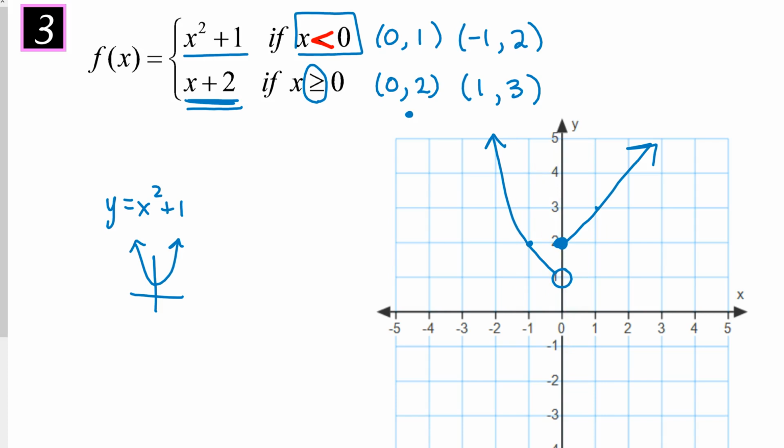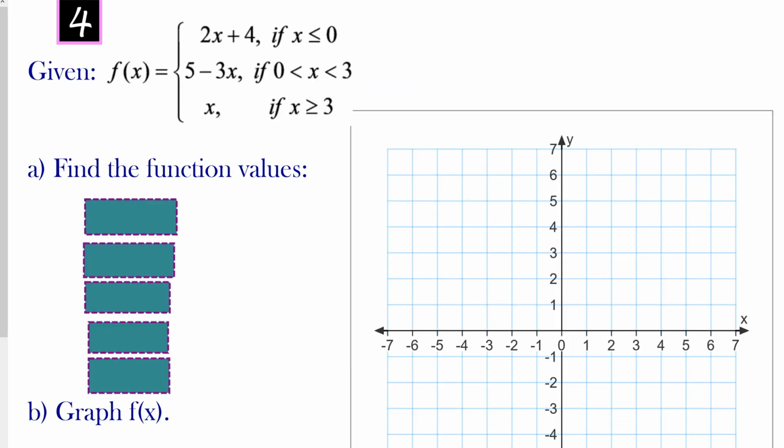Okay, let's take a look at another one. So this one has 3 pieces. So let's kind of analyze what we've got. So f of x equals 2x plus 4. That's going to be part of a line. f of x equals 5 minus 3x. That's part of another line. And f of x equals x. That's part of another line.